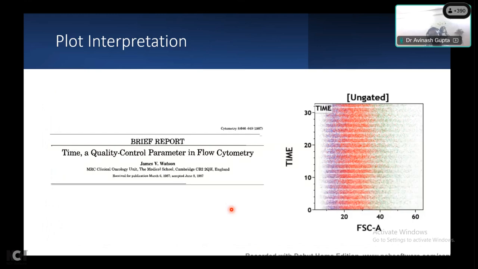The first plot is the time plot. This plot is considered a QC plot, and it is a QC for your fluidics, whether your fluidic system is working fine or not. You will check for a smooth acquisition, whether with time there is any interruption, any block, any clog, because then the data will not be smooth. So it will tell you that your fluidics is working fine, and you can go ahead.